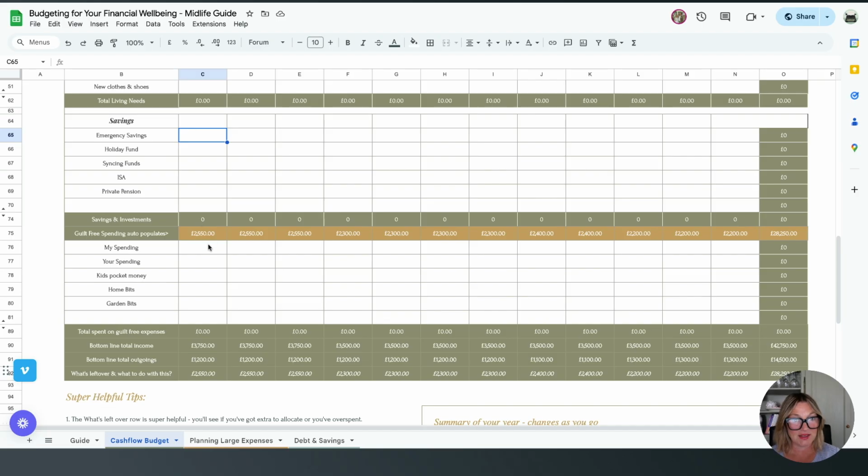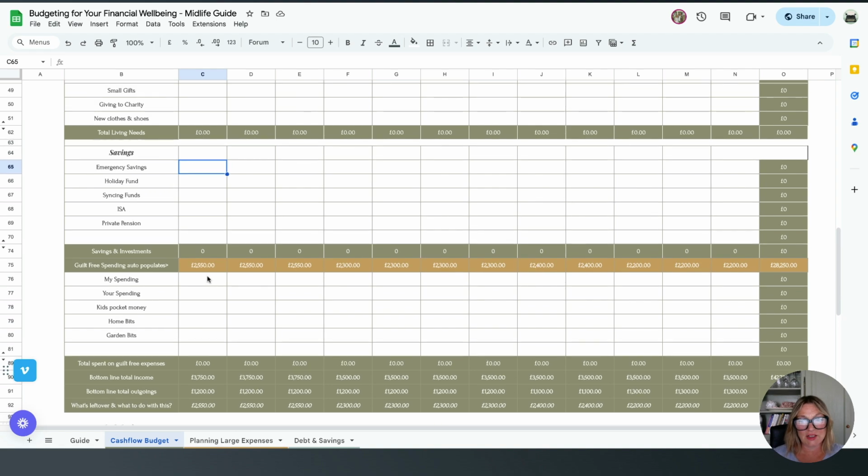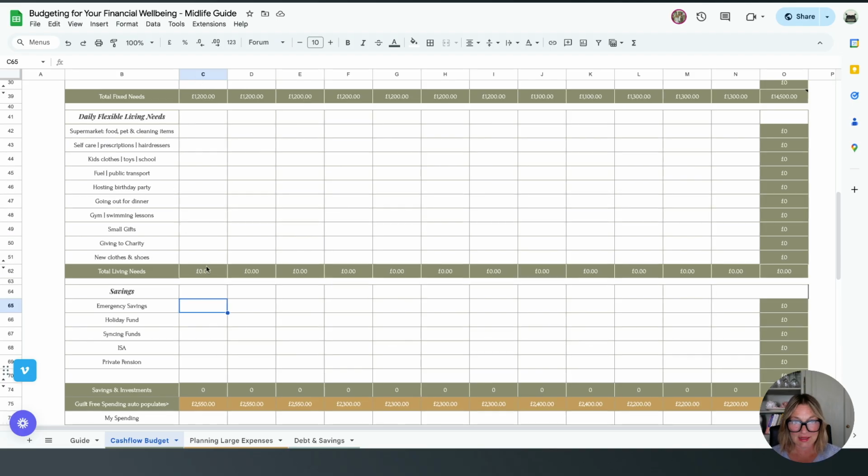Because what we haven't yet taken into account is your actual discretionary spending. So when you fill this in for yourself, you will see, actually, I have got about £800 left over once all my needs are taken care of, all of our family needs taken care of, because I've included gifts, swimming lessons, given to charity. New clothes and shoes will be in your daily flexible living needs, your monthly flexible living needs.